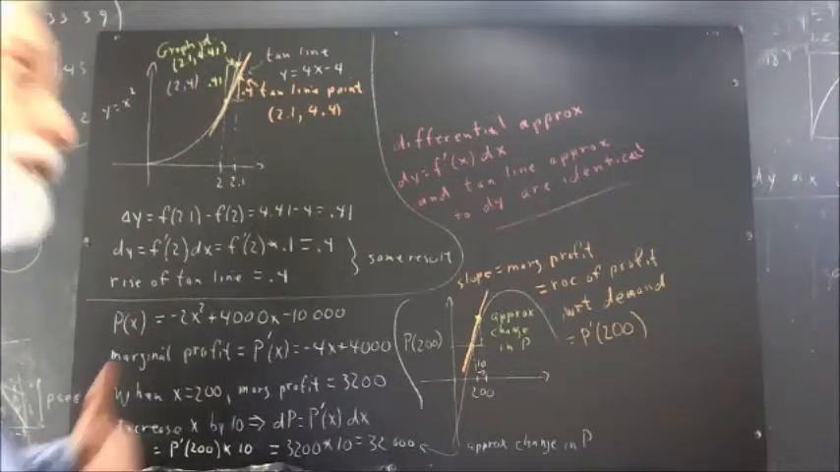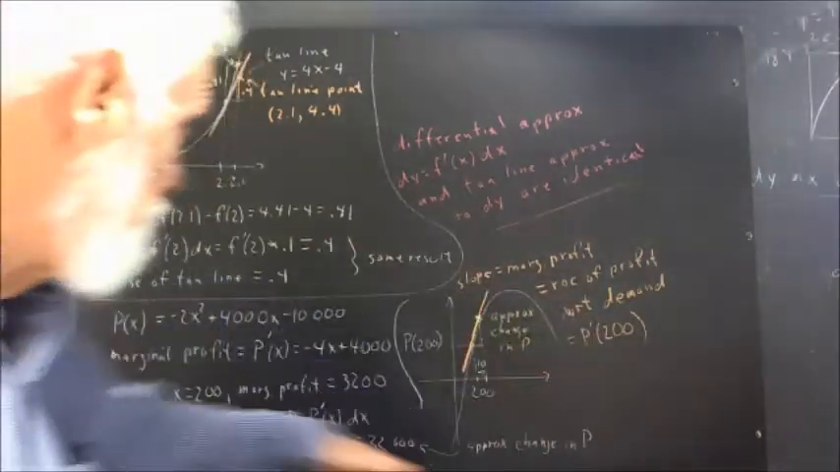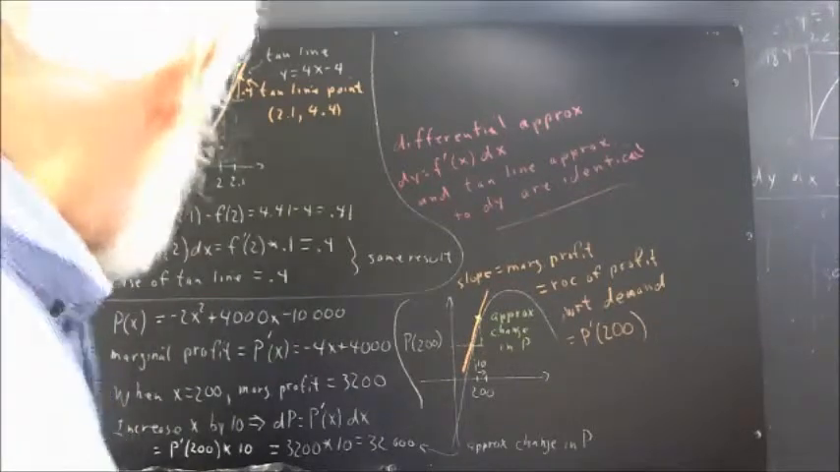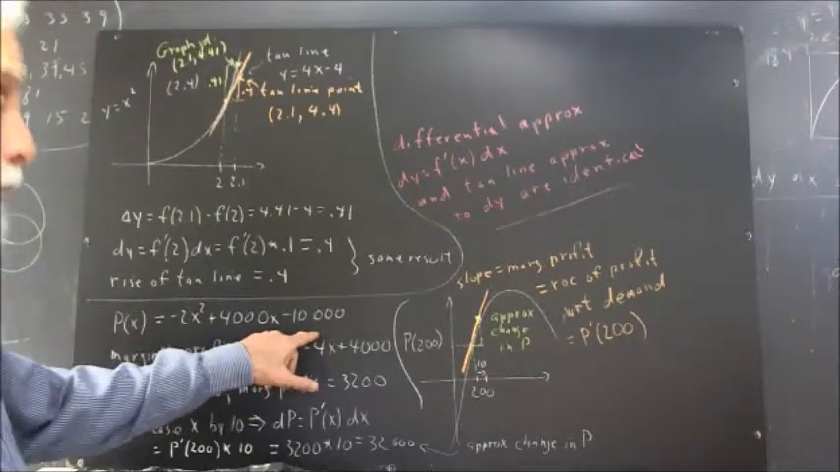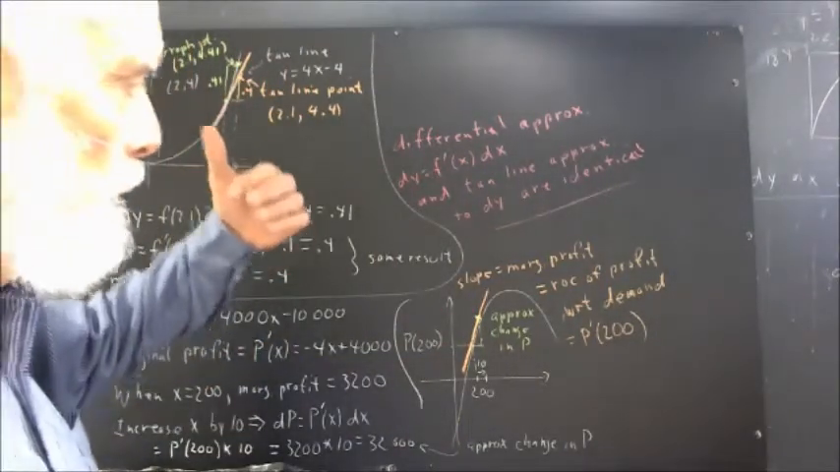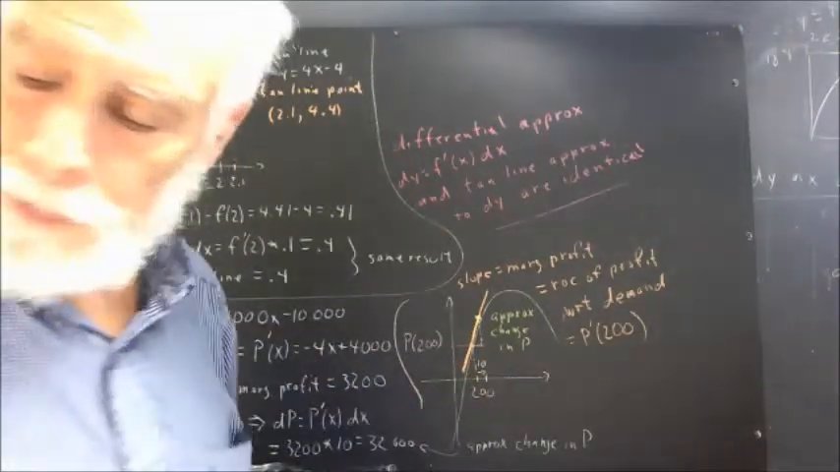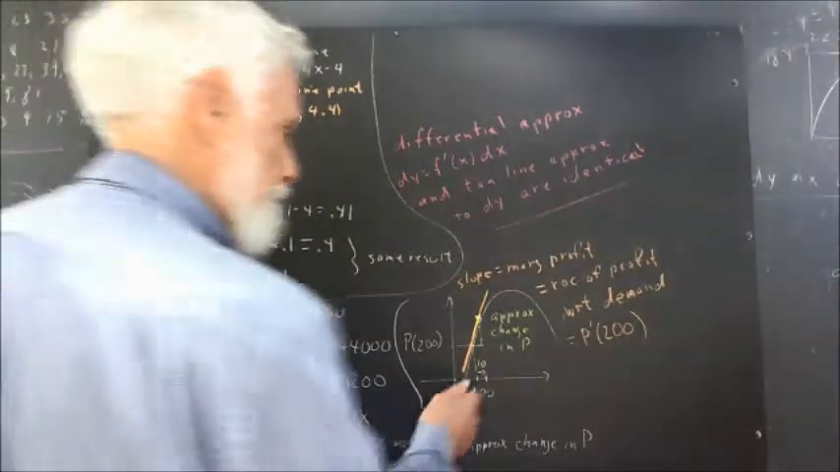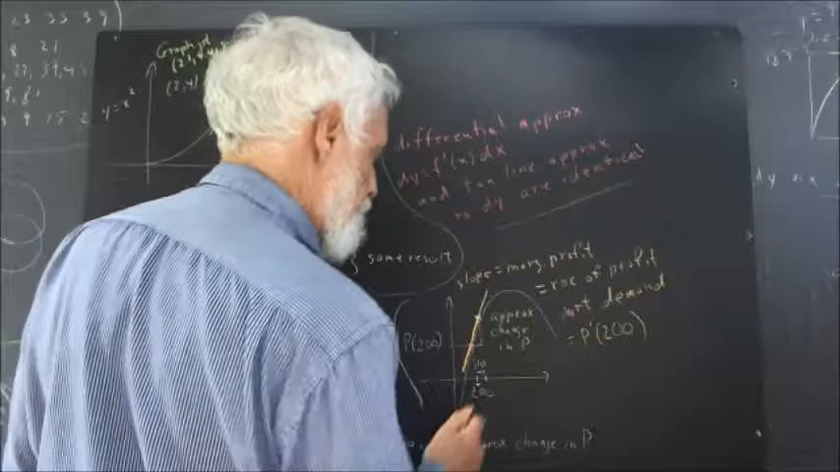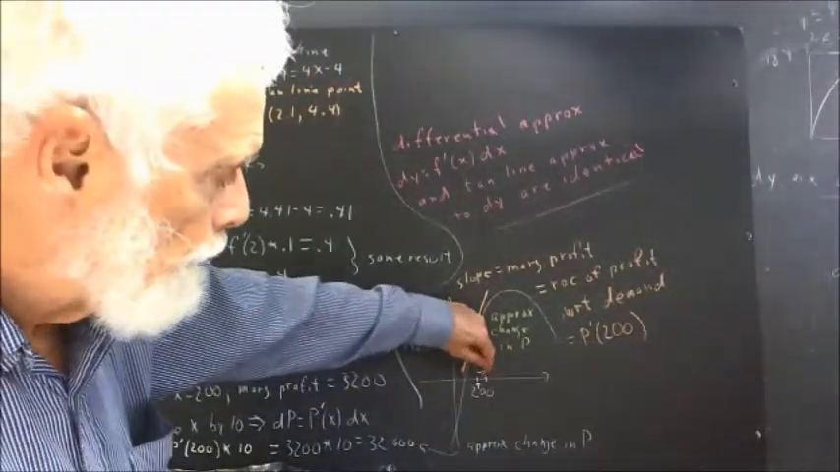Now, it's worthwhile to understand this on a graph. Now, this is not a very accurate graph of this profit function. But, of course, the profit function does have a y-intercept of negative 10,000. We depict the x value 200, and we've got two x values marked here. The first one is our 200. And we have a change in x of 10.